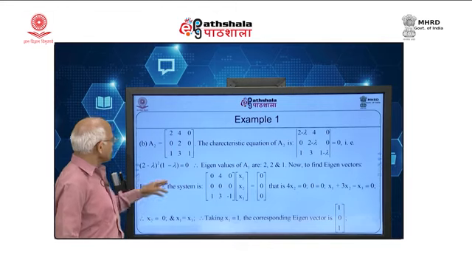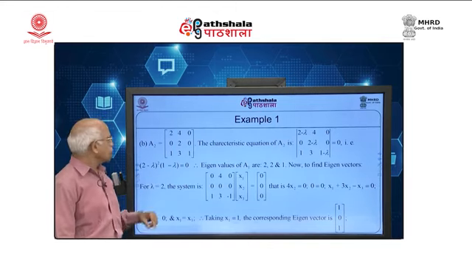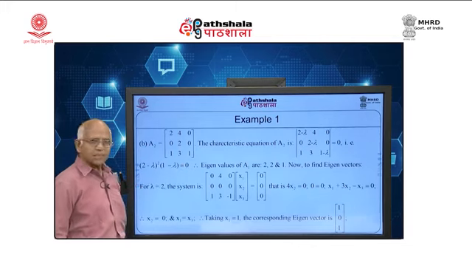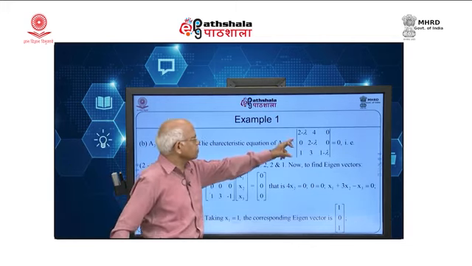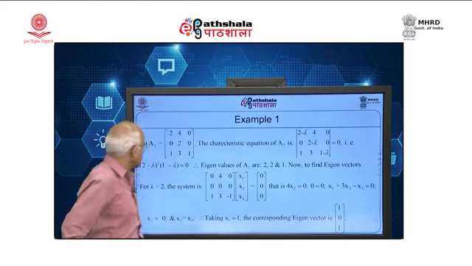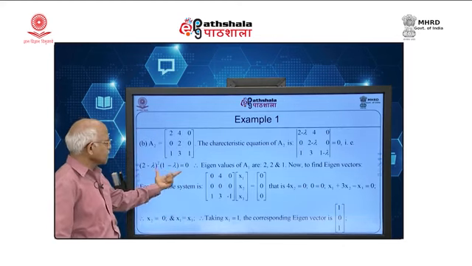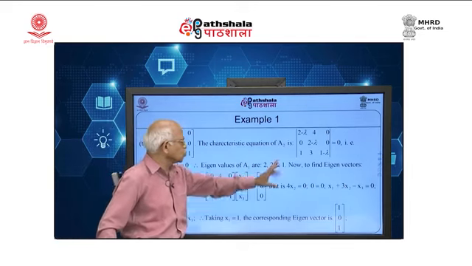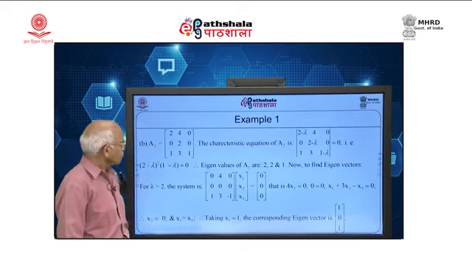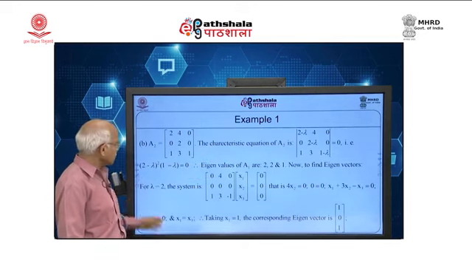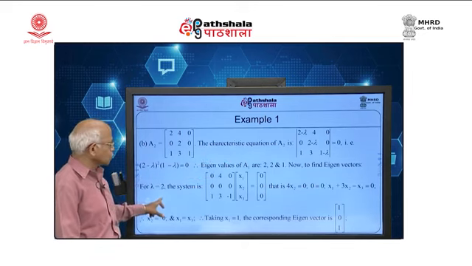The second example, I am taking it as A 2 equal to 2 4 0, 0 2 0, 1 3 1. The characteristic equation of A 2 is given by this. Again, you solve this equation, it will become like this, and by solving that I will get 2, 2, 1 as eigenvalues, and to find eigenvectors we have to solve this system for lambda equal to 2.